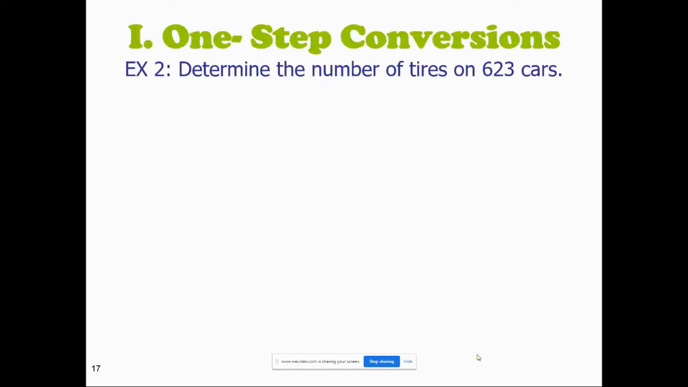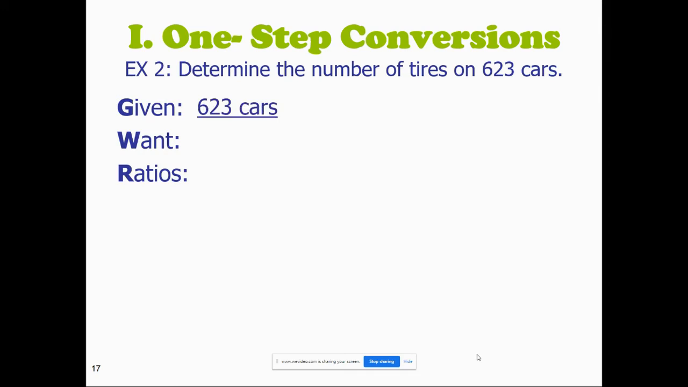Okay, let's do another one. Now let's do something that's non-science. You can use this for many different things. Let's say we want to determine how many tires are on 623 cars. Most of you know just to multiply that number by 4. But we can do this problem using dimensional analysis. Again, we're building a skill set with easy problems, and then we will work our way up. So what is given? We write what's given, what we want, and our ratios.